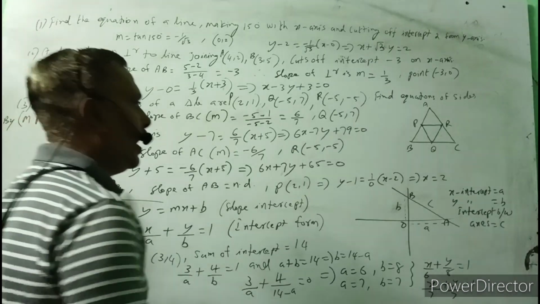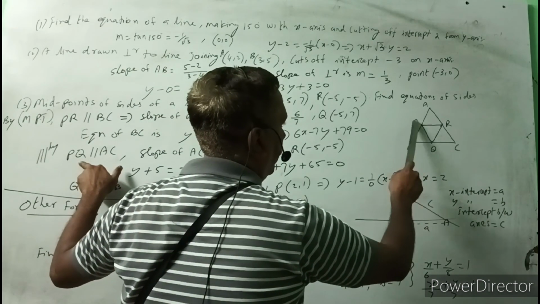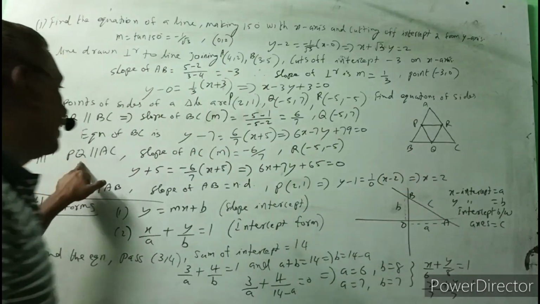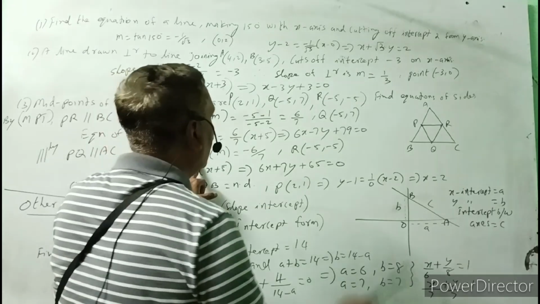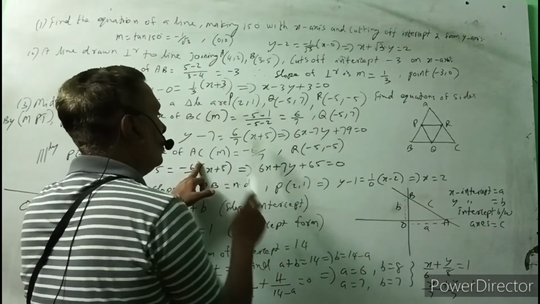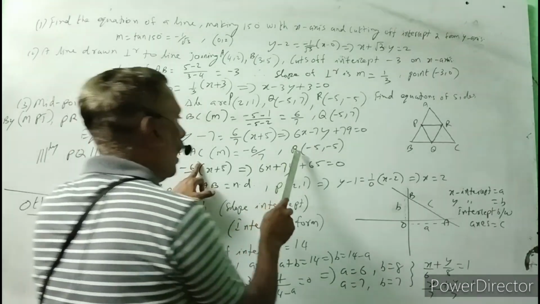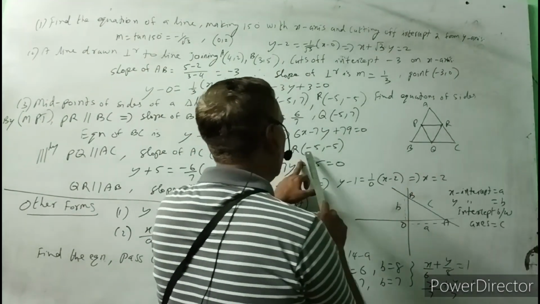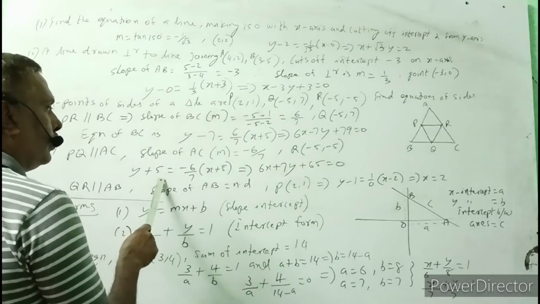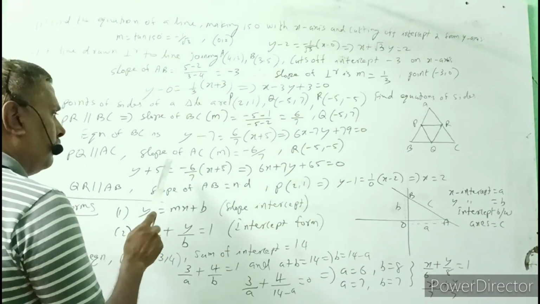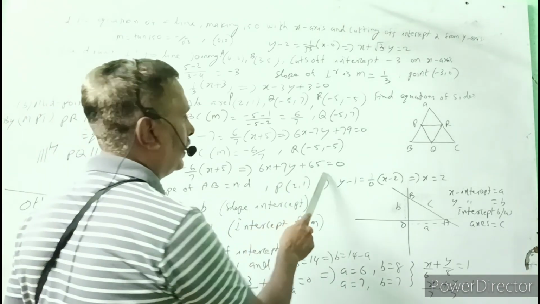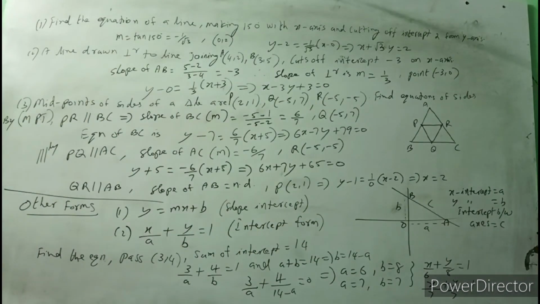Similarly, PQ is parallel to AC by the midpoint theorem, so the slope of PQ must be equal to the slope of AC. The slope of AC is the slope of PQ, that is 7 minus 1 upon minus 5 minus 2, which comes to minus 6 by 7. And R is a point on AC, so the point is minus 5 comma minus 5. Simplifying, using the formula, y plus 5 is equal to minus 6 by 7 into x plus 5. Simplifying, 6x plus 7y plus 65 is equal to 0.